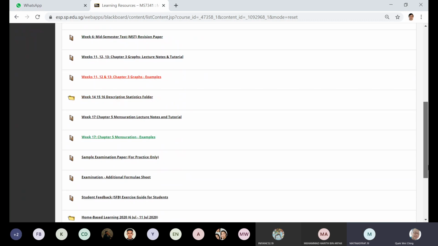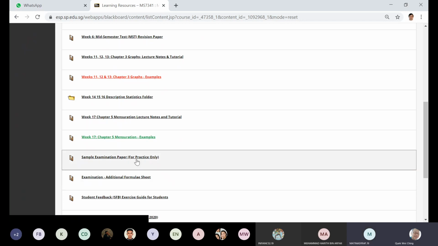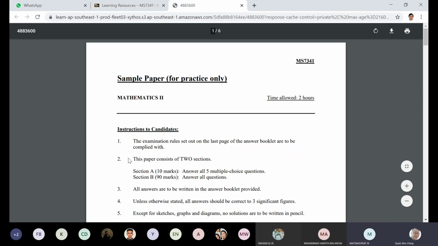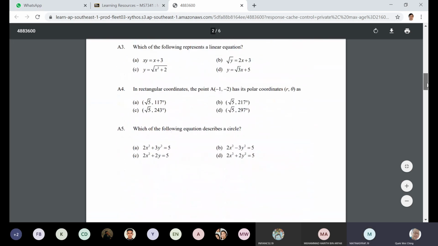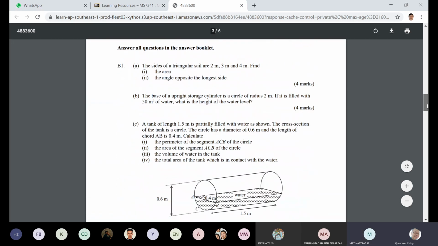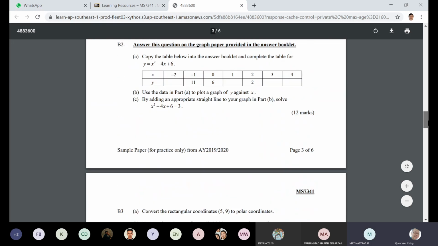Here there's a sample exam paper for practice only. So you download and open the file. I'll show you the picture here. Sample exam paper. You can try it yourself first and see how many you can answer.